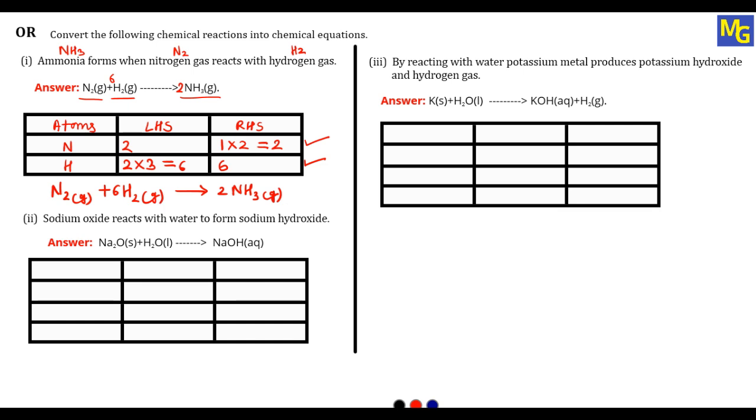Now we'll move on to the second one. The second one is: sodium oxide reacts with water to form sodium hydroxide. Sodium oxide reacts with water, meaning these two are our reactants and sodium hydroxide is our product. So write down the formulas of these. Sodium oxide is Na2O, water is H2O, and sodium hydroxide is NaOH. Now we have to balance it.